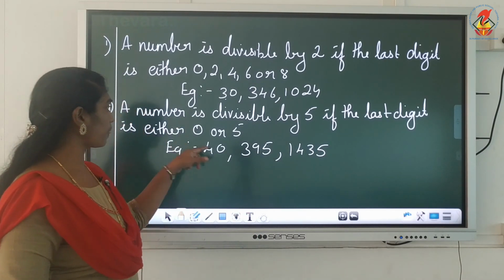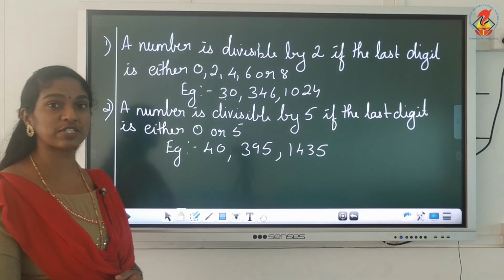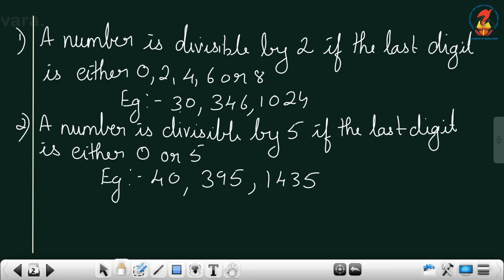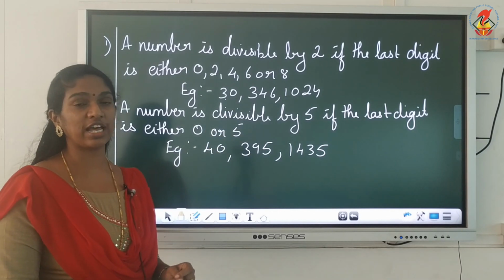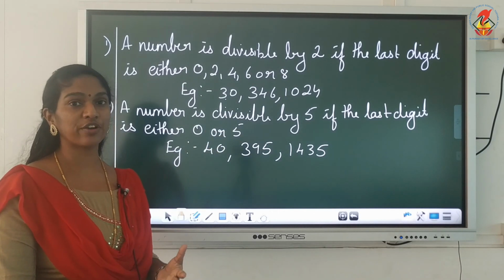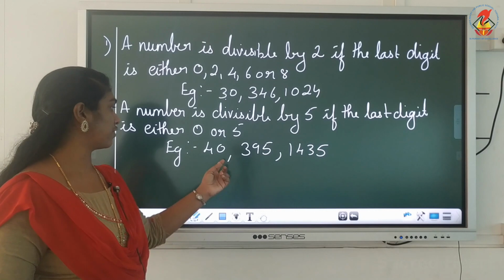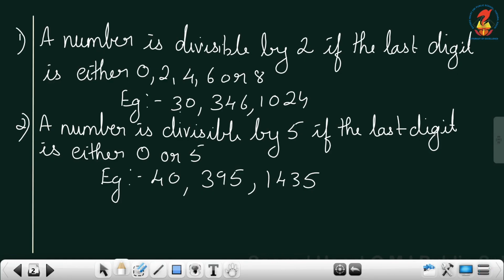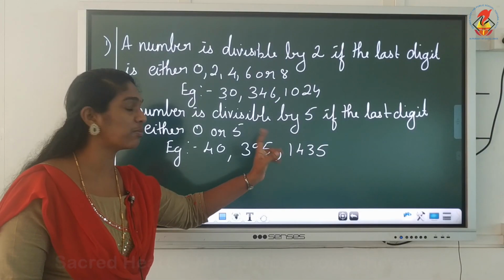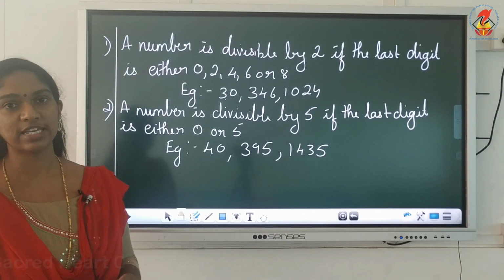Now next, how do you check a number is divisible by 5? A number is divisible by 5 when the last digit is either 0 or 5. You studied all this last year. A number is divisible by 5 if the last digit is either 0 or 5. See, 40. The last digit is 0. 395, 1435. The last digits are 5. So I can say that number is divisible by 5. That is, when I divide these numbers by 5, my remainder will be 0.